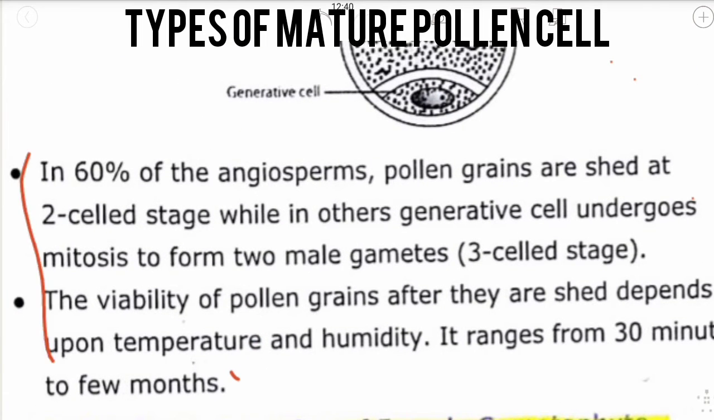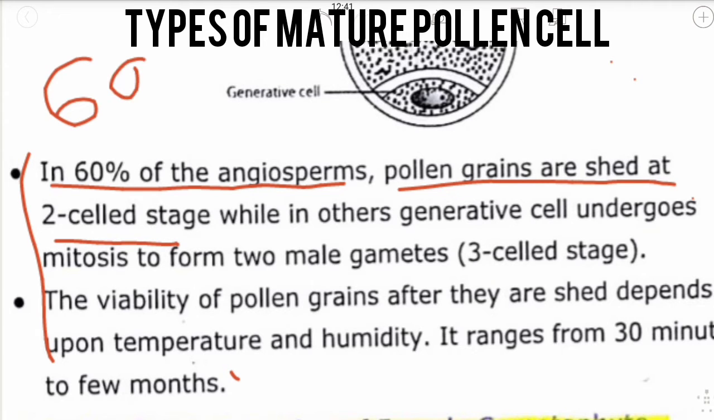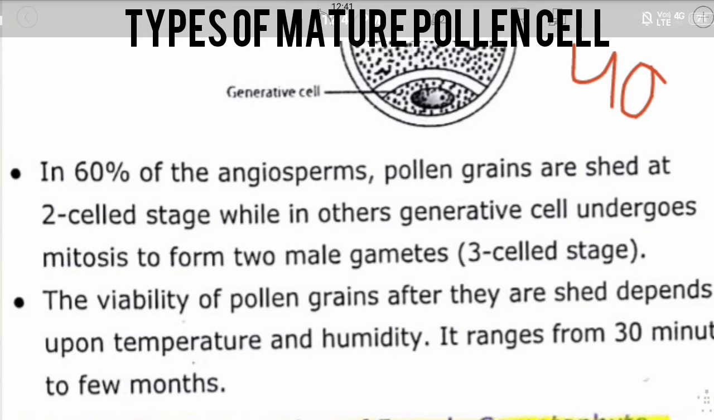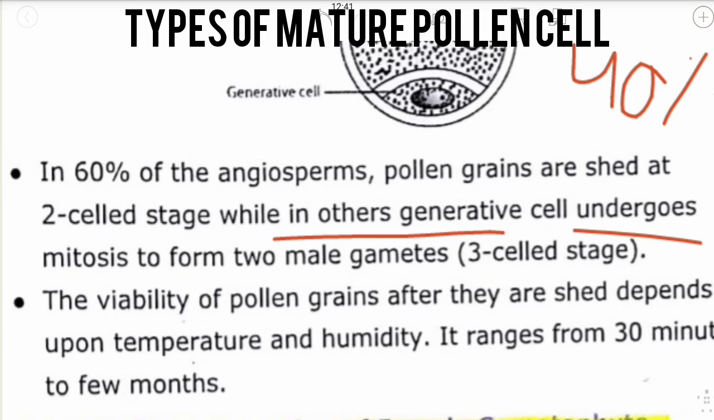These are two very important points about pollen grains. In 60% of angiosperms, pollen grains are shed at the two-celled stage. Angiosperms are the flowering plants. In the other 40%, the generative cell undergoes mitosis. What happens if it undergoes mitosis? It will form two male gametes.